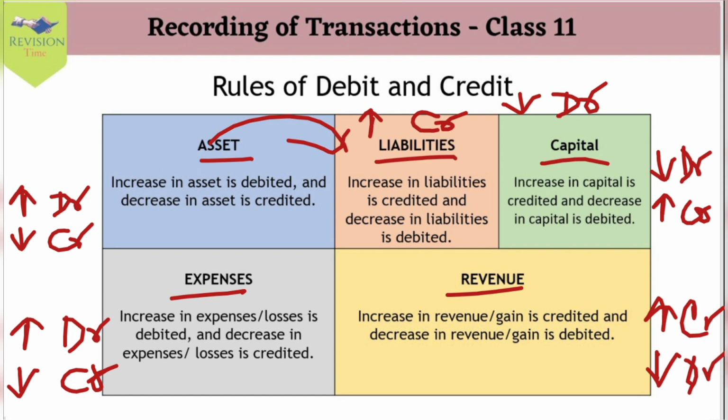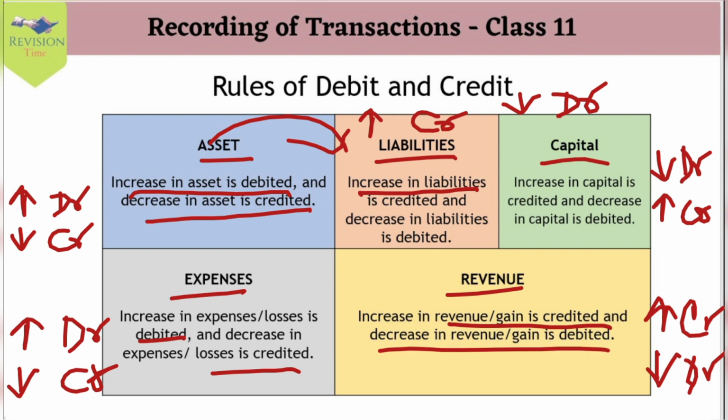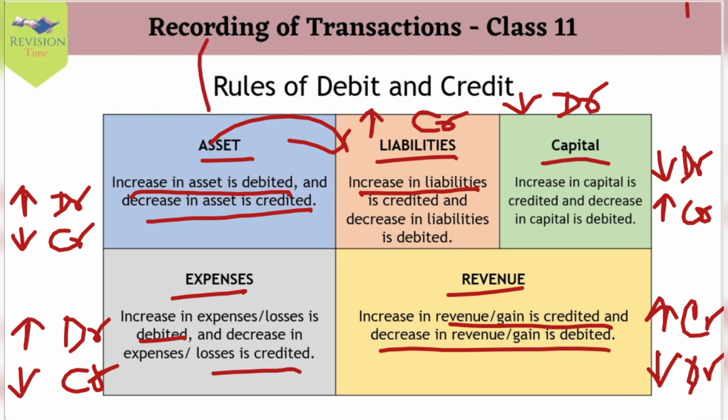This is our modern approach of accounting. Asset: increase in asset is debited, decrease is credited. Reverse for liability: increase in liability is credited and decrease is debited. For capital, increase in capital is credited and decrease in capital is debited. For our expense or loss account, increase in expense or loss is debited and decrease is credited. Revenue: increase in revenue is credited and decrease in revenue is debited. These are our rules of debit and credit under the modern approach.